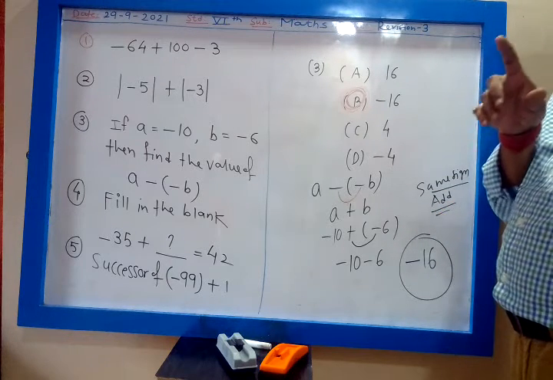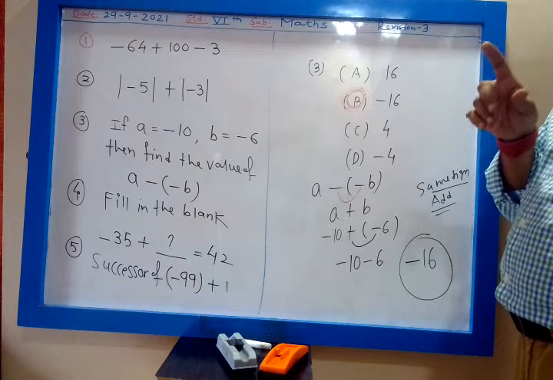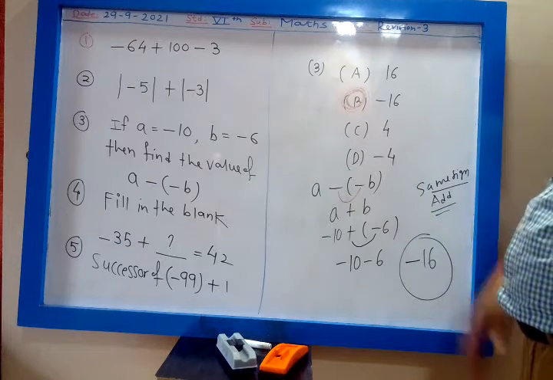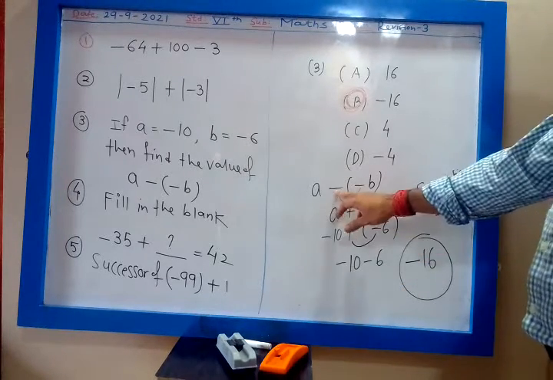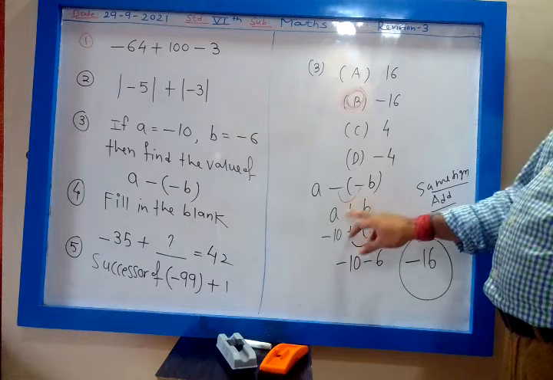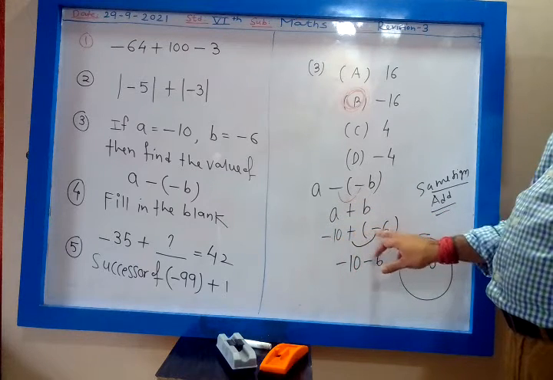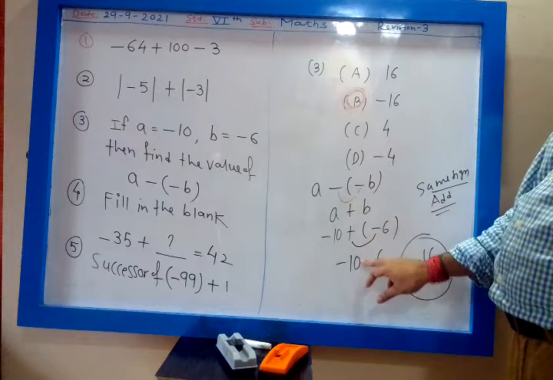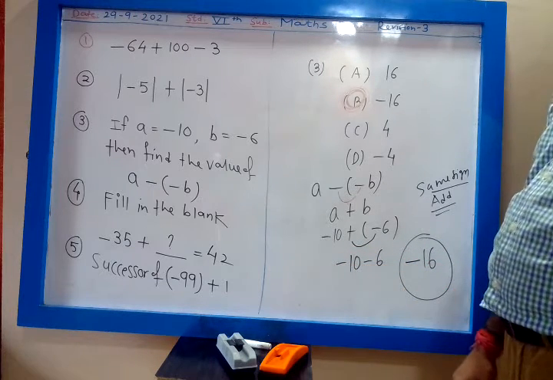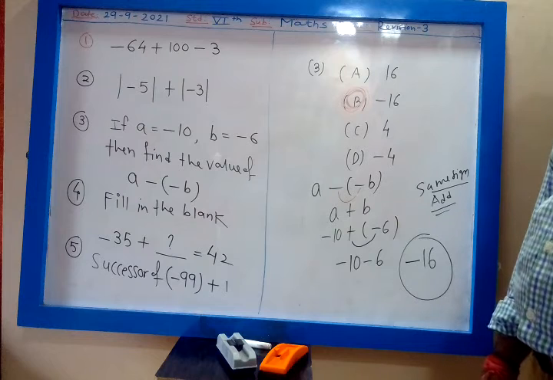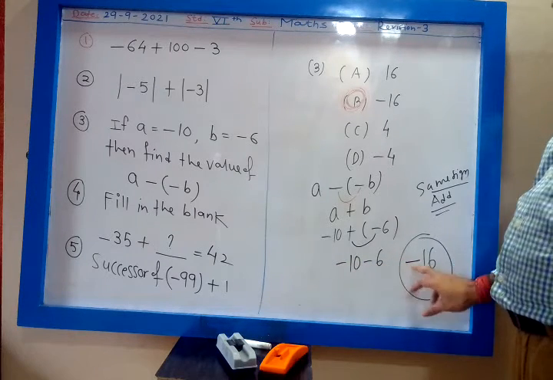My dear, if you use a calculator, the calculator will not follow your board marks. The calculator will give you a wrong answer. Do not use a calculator. Minus minus becomes plus. So A plus B. What is the value of A? Minus 10. Minus 10 plus minus 6. Minus 10 and minus 6 both have the same sign. Add the numbers, take the common sign. So 10 plus 6, 16. Common sign of minus minus will be minus. Minus 16.